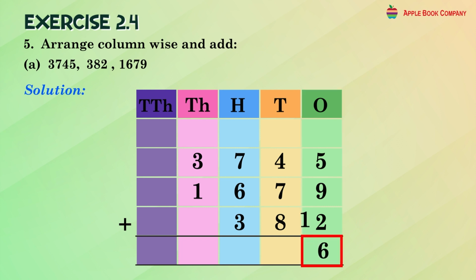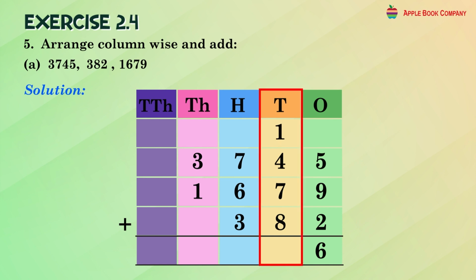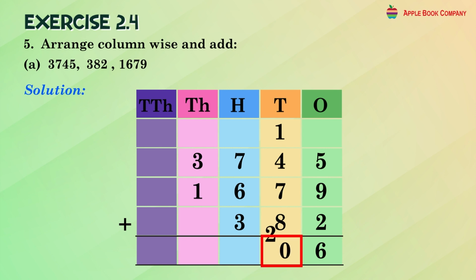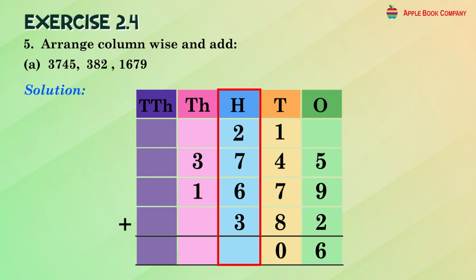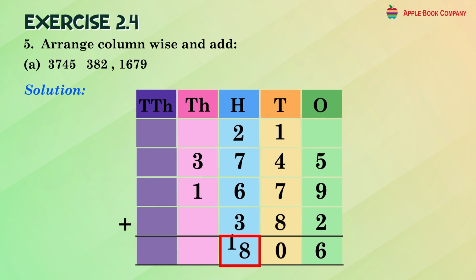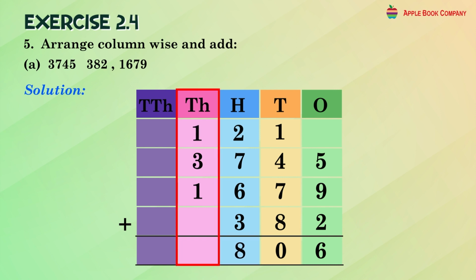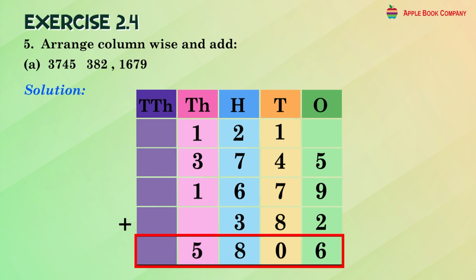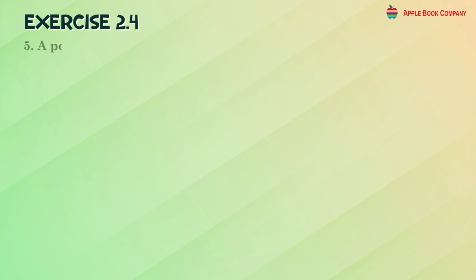We write the 6 at the bottom and carry the 1 at the top, and we add the tens. 1 plus 4 plus 7 plus 8 gives us 20. So we put the 0 at the bottom and carry the 2 to the hundreds. 2 plus 7 plus 6 plus 3 gives us 18. So we write 8 in the hundreds and 1 we carry to the top. Now 1 plus 3 plus 1 gives us 5. The answer is 5,806.